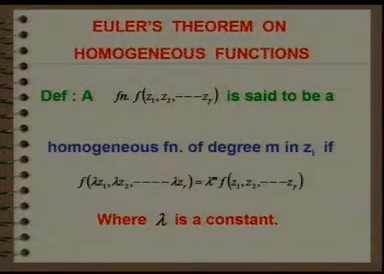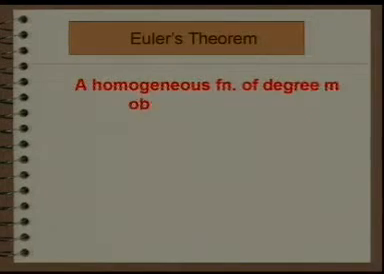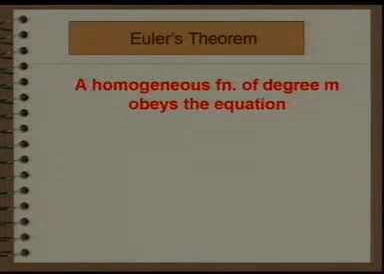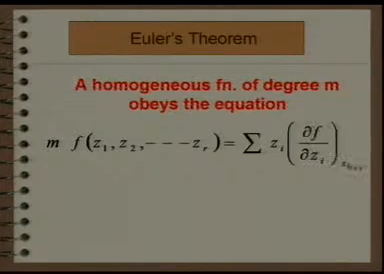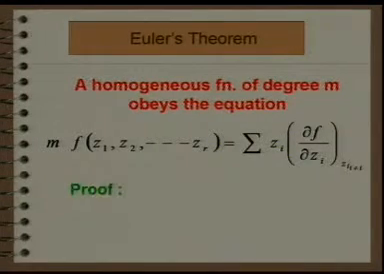And what is Euler's theorem? That for such a function, you can say that the gradients, if you multiply them by the variables, they will give you the original function. m into f will be equal to the sum of zi into df by dzi. On one side you have the function, on the other side you have the gradient multiplied by the independent variables. Seems a very interesting result. Very simple to prove. How? It takes 1 minute.